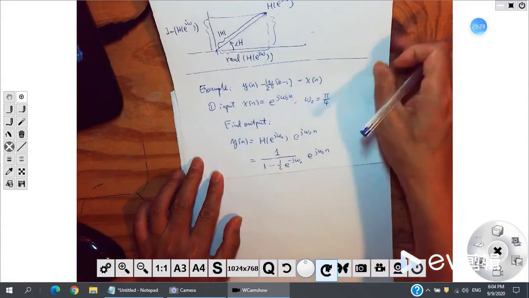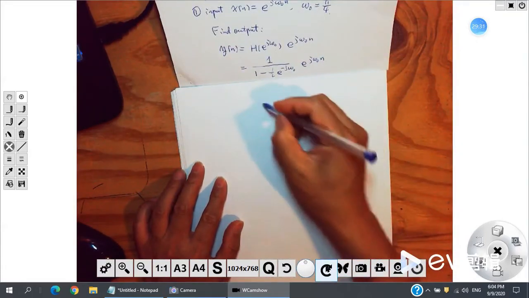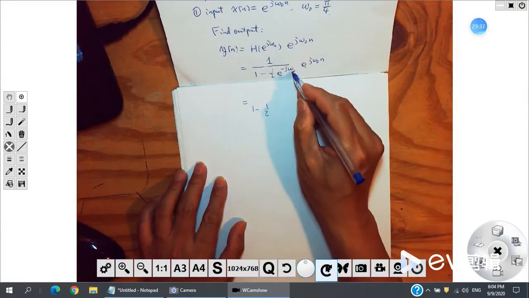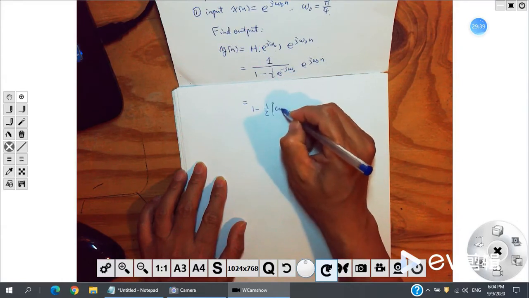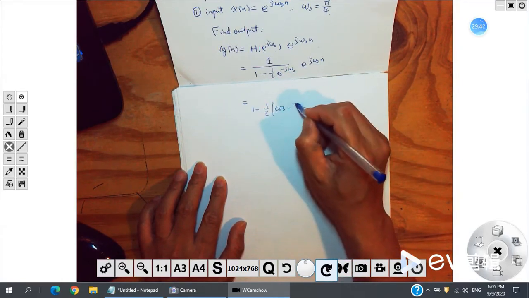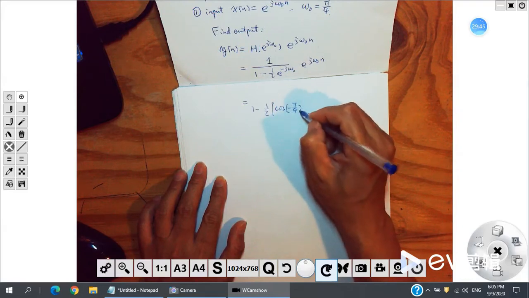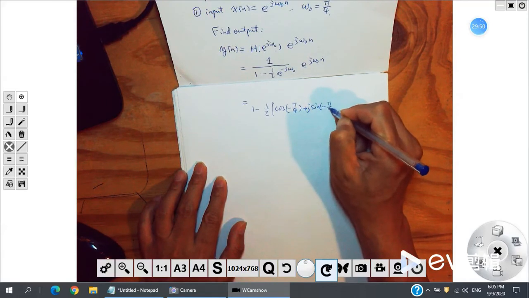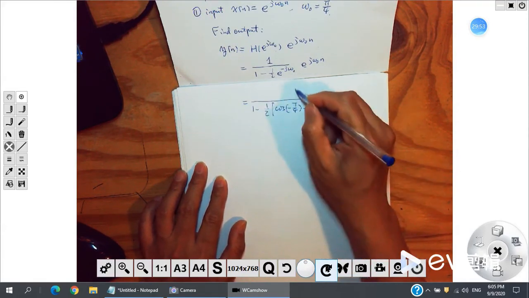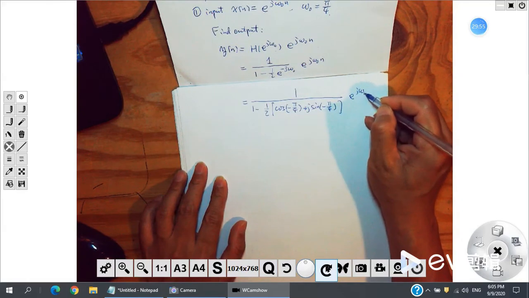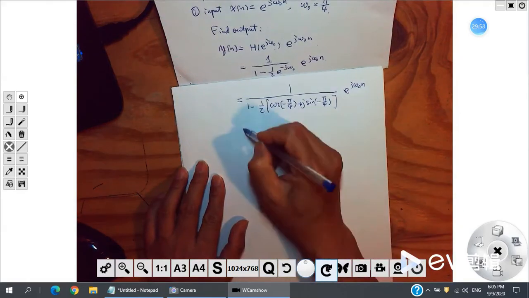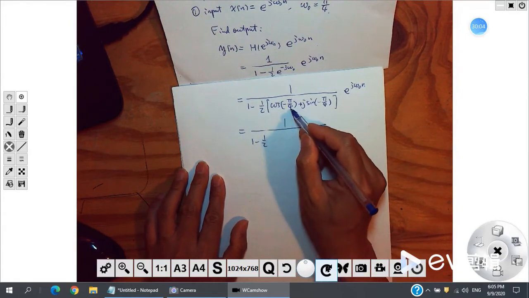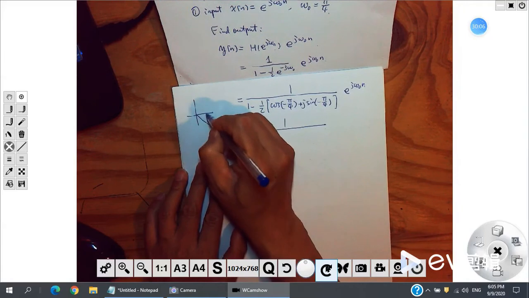If we have a complex input, of course we can plug in: 1 minus 1/2 e^{-jω0}, where omega 0 is pi over 4. So here is cosine of negative pi over 4, and plus j times sine of negative pi over 4, times e^{jω0 n}. And we simplify: negative pi over 4 is here, this is pi over 4.